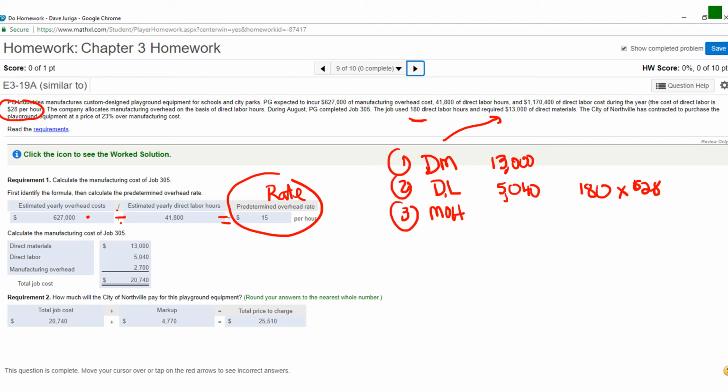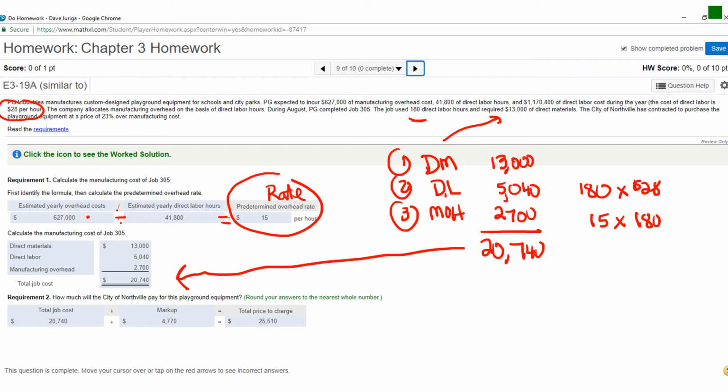Well, your third product cost is your allocated overhead. So you take the rate, which is $15, and you multiply that by the actual labor hours, which is 180, and that's going to give you 2,700. You add those up, you get a total cost of 20,740. That's going to be the total cost of the job.